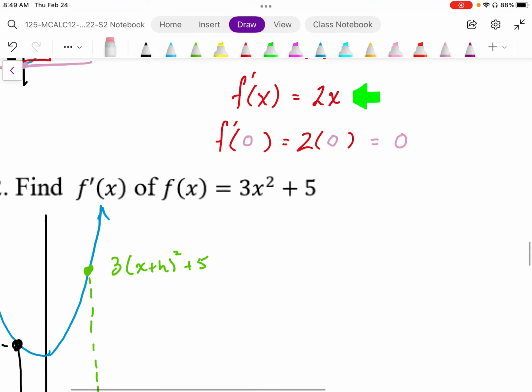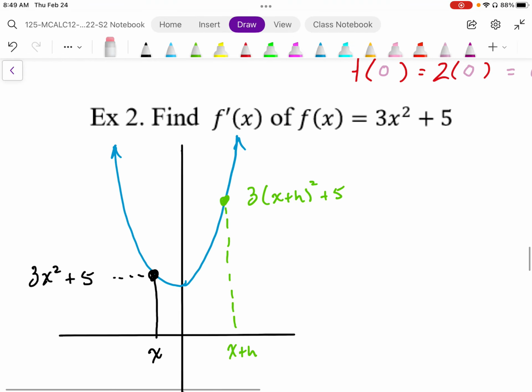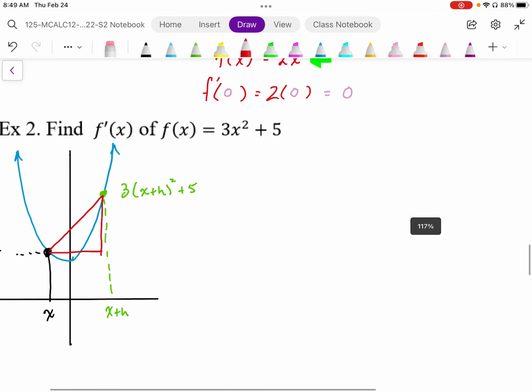So if I take a look at my 3x squared plus 5, there's my graph. I've chosen some arbitrary point x. The y-coordinate of that is going to be 3x squared plus 5. And then I've chosen some point that is x plus h, or h units away from that point, and I've calculated the y-coordinate by plugging that x value into the equation. So I want to calculate the slope formula by using the slope ratio between those 2 points. I have my rise and run, so I'm going to do my limit.